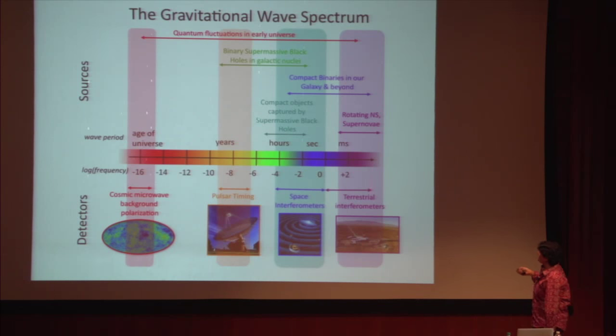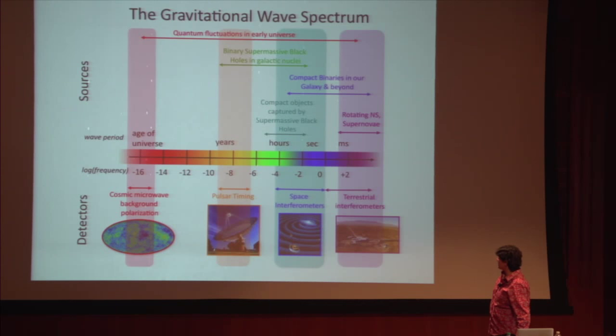And then finally, nearest and dearest to my heart, are the terrestrial interferometers, which are the experiments going on terra firma. These have their best sensitivity around the 100 hertz band, and so they are typically looking for binary neutron stars and black holes that are not too massive, things that can actually undergo motions on millisecond timescales.